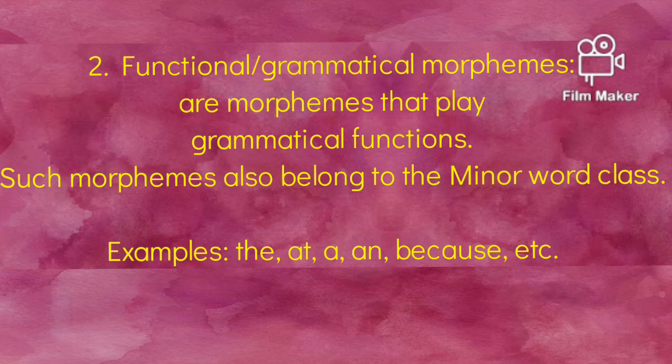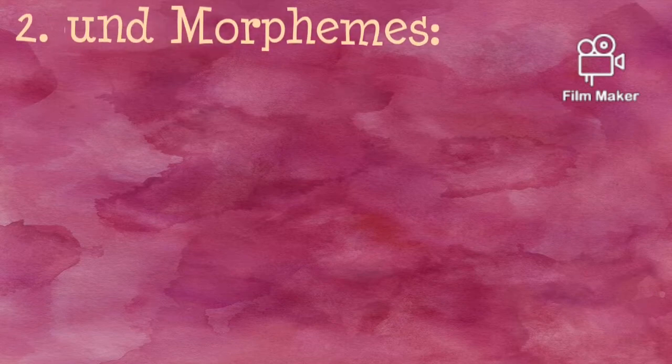Let's look at the functional or grammatical morpheme. Functional or grammatical morphemes are morphemes that play grammatical functions. Such morphemes also belong to the minor word classes. Examples of these morphemes are the, at, and, because, etc. So we've seen that the examples above belong to the minor word classes, being preposition, article, conjunction, or what have you.